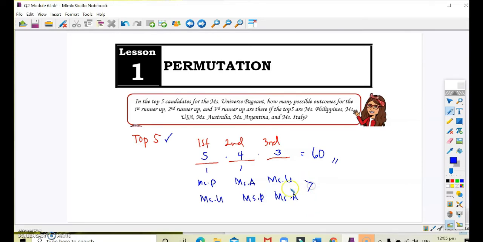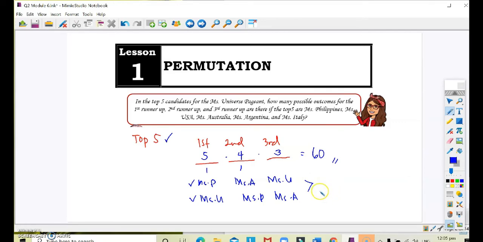If you look at the 2 sets of data, they have the same elements, right? They both have Miss Philippines, Miss Argentina, and Miss USA, but they are placed in a different order. Does that mean they are 2 different items based on the possible outcomes? The answer would be yes. These 2 are 2 out of the 60 possible outcomes that we can come up with in the given situation. So it means that you can actually name 58 more if you want to.